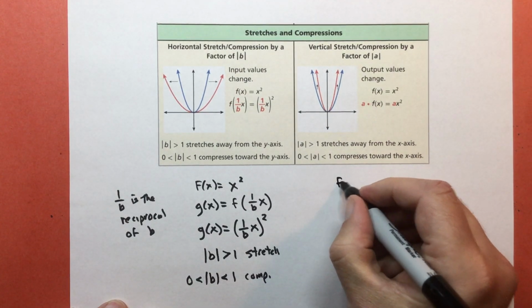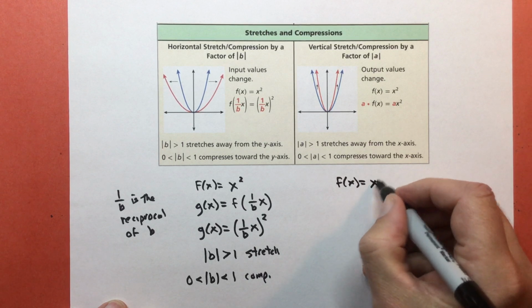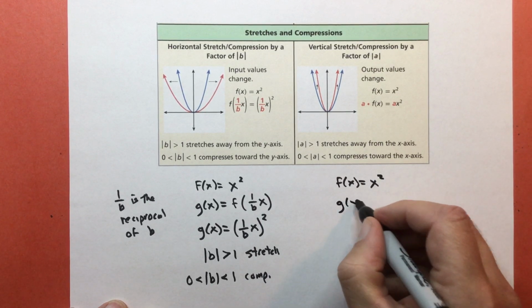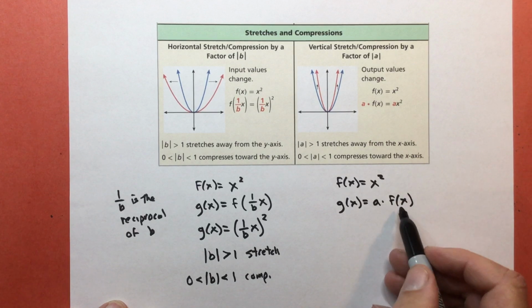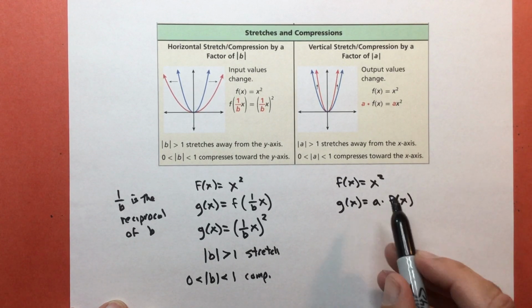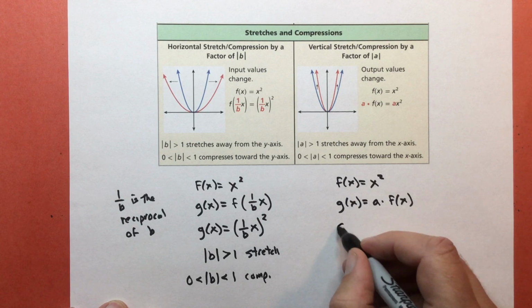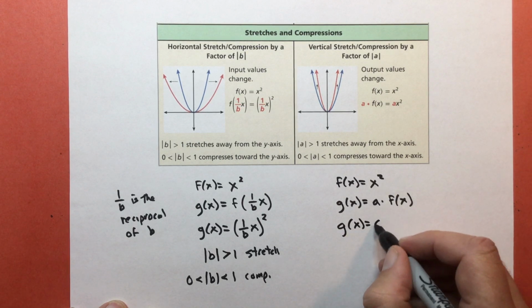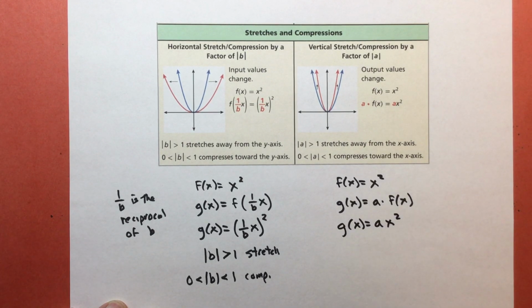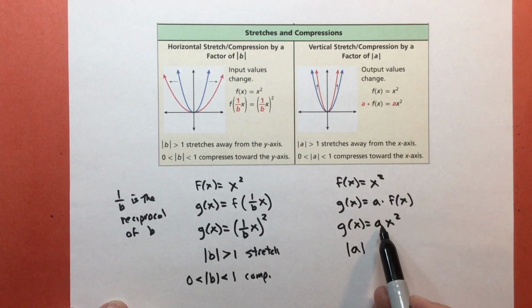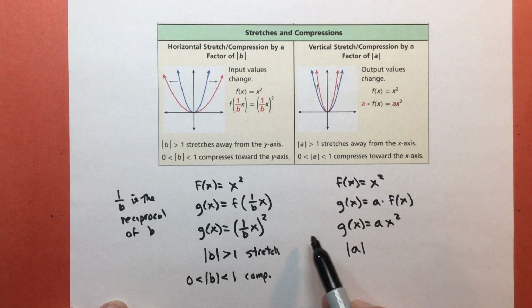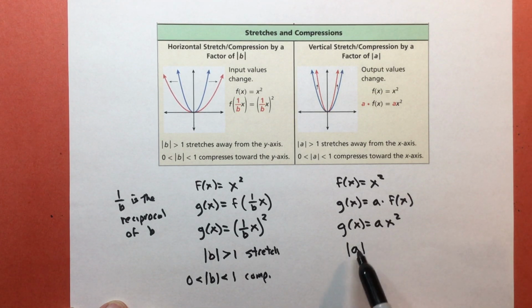So the vertical stretches, again, my parent function is f of x equals x squared. My g of x, I just take my function, this is true for all functions, and multiply it by a number. So what does it look like with quadratics? Looks like ax squared. And again, if a is negative, then the negative does the reflection. So I'm going to make a positive. If it's already positive, that's good.